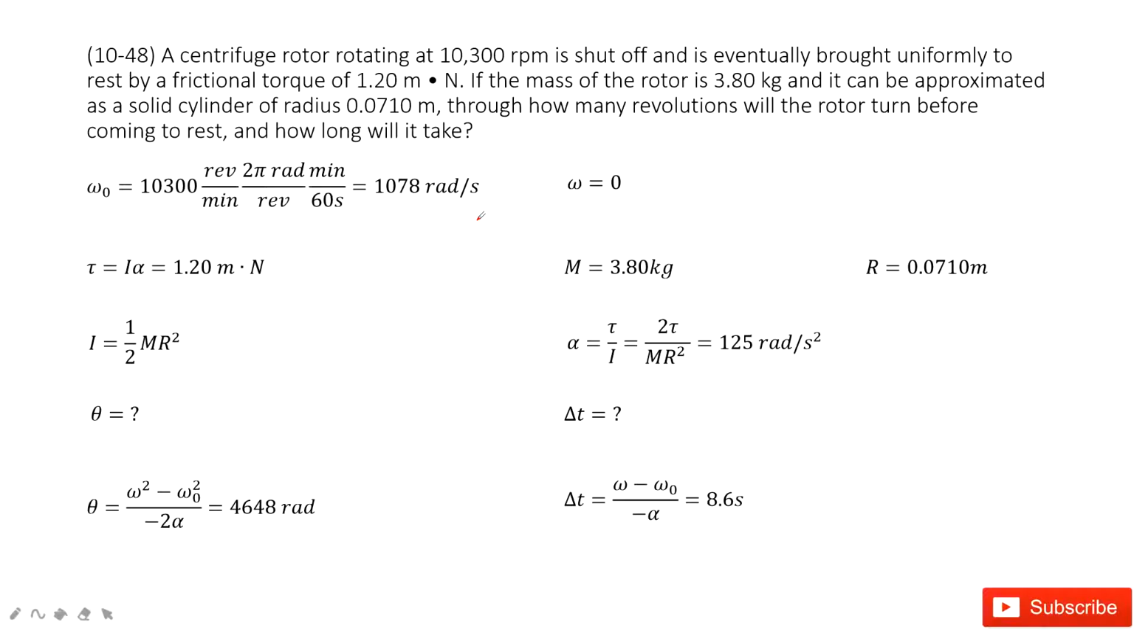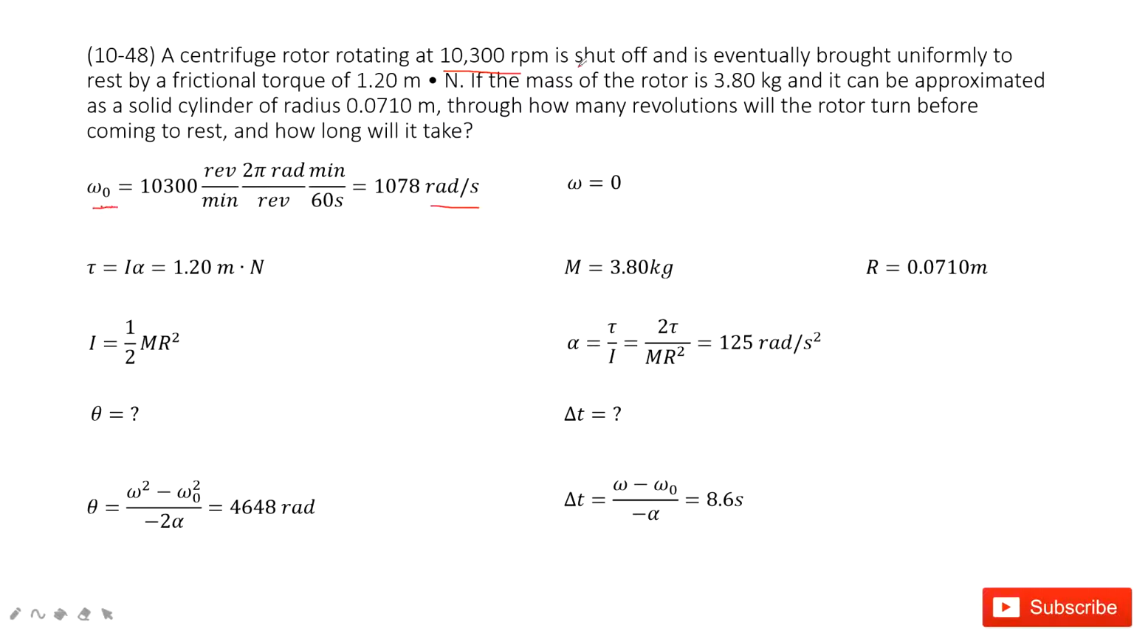Let's look at problem 48 in chapter 10. In this chapter, we talk about rotational motion. So for this system, we have a rotor, right? And the first one gives us the initial angular velocity, 10300 revolutions per minute. The unit, revolutions per minute, we must convert to radians per second.